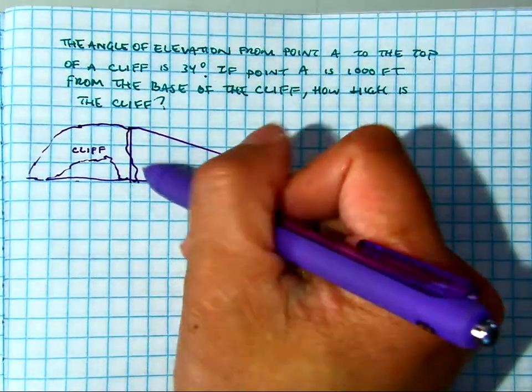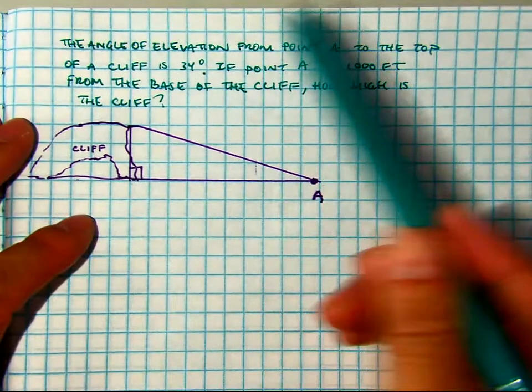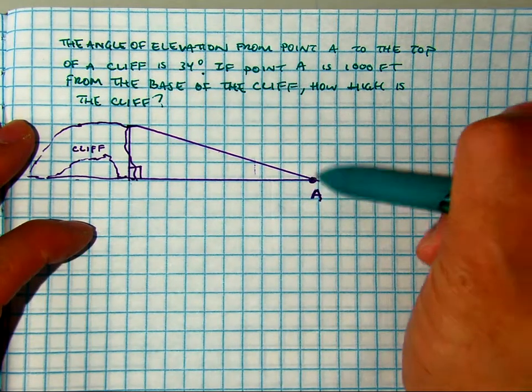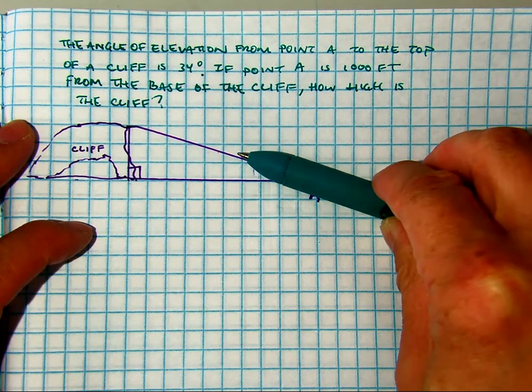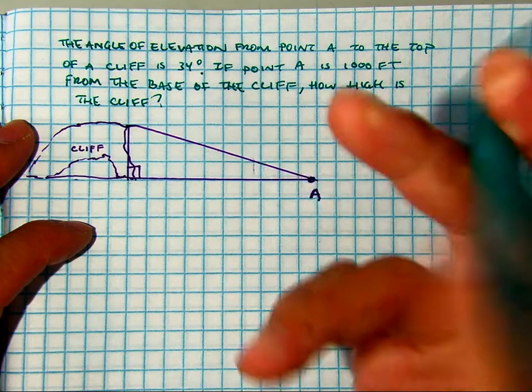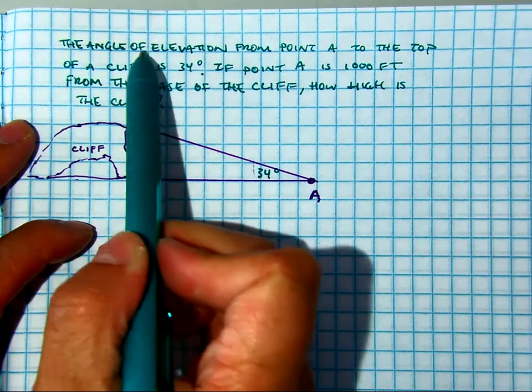So the angle, which is inside the triangle from A to the top, so now it's going from this direction to this direction, of the cliff is 34 degrees. Now think about it. An angle of elevation, an elevator, I need to take an elevator to go up to something very high.